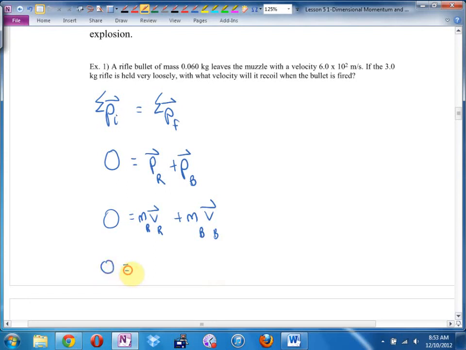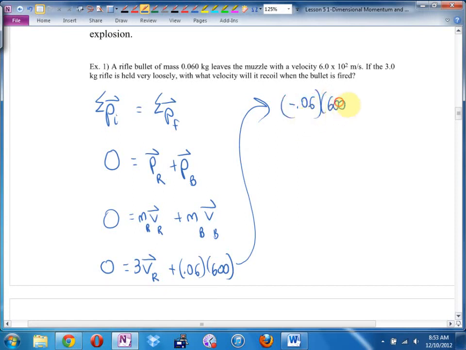It's going to be momentum of the rifle, or mass of the rifle, 3. Velocity of the rifle, I don't know. Mass of the bullet, 0.06. Velocity of the bullet, 600. I think I would move the 0.06 times 600 over to the other side, because there's a 0 over there. And then how would I get the velocity by itself? The rifle velocity is going to be negative 0.06 times 600 divided by 3.